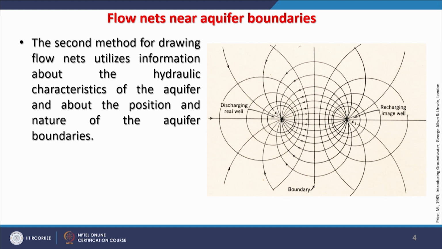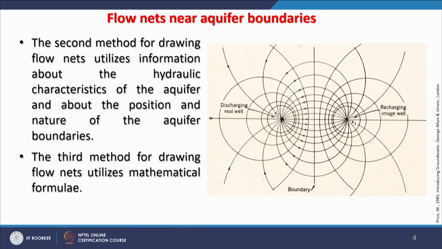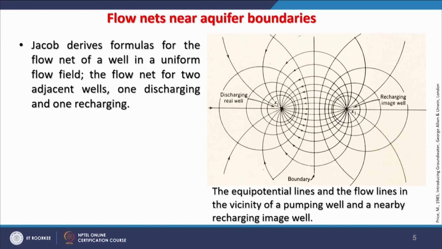And the second method which we have just discussed, the vertical one, is for drawing flow nets utilizing information about the hydraulic characteristics of an aquifer and about the position and nature of the aquifer boundaries. And the third method for drawing flow nets utilizes mathematical formulae. So, three methods: aerial, vertical, and then the third one is the mathematical method. The hydrologist Jacob derived a formula for flow net of a well in a uniform field, and flow nets for two adjacent wells, of course, one discharging and another recharging.